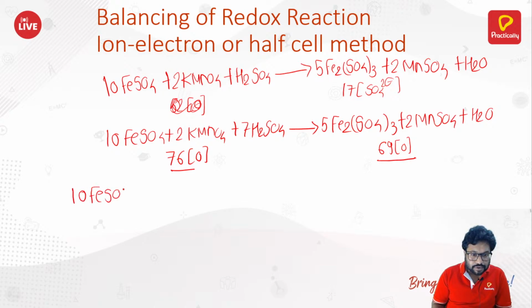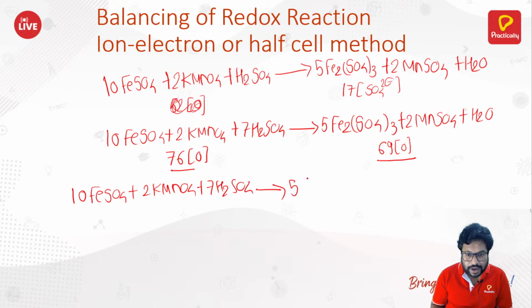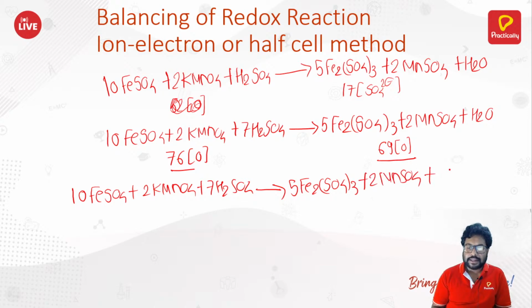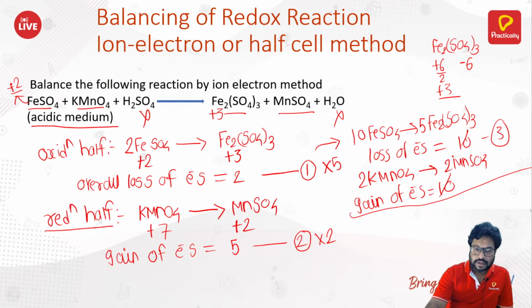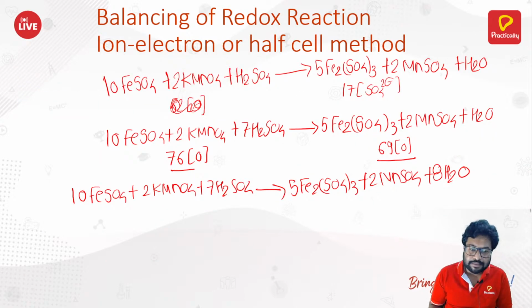10 FeSO4 plus 2 KMnO4 plus 7 H2SO4. Then you have 5 Fe2(SO4)3 plus 2 MnSO4, and then you need to add 8 H2O. Now the reaction was happening in acidic medium, so we need to see if the hydrogen are balanced or not.